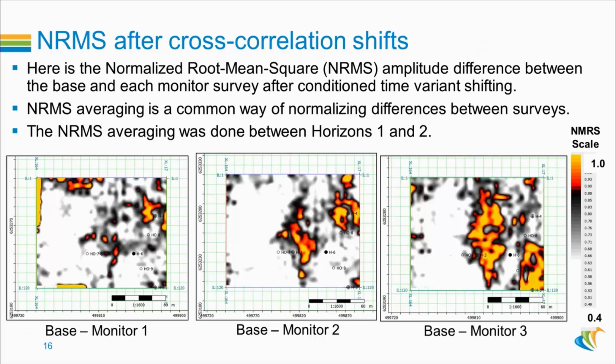Now, I mentioned also we could do amplitude changes. Here's the normalized root mean square amplitude differencing between the base and each monitor survey after conditioned time variant shifting.